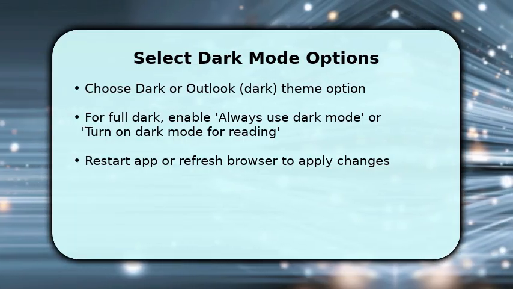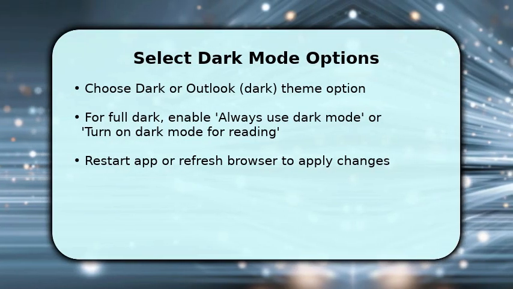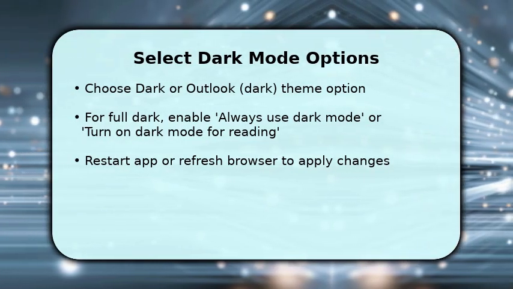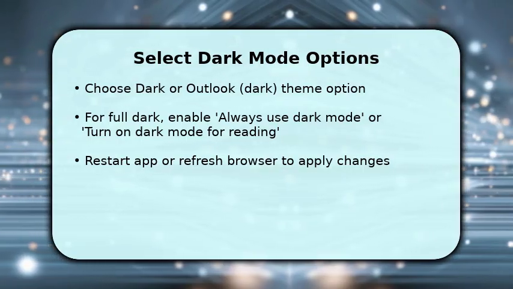Once selected, apply or save and restart Outlook or refresh the browser to complete the transition. If some message areas remain light, those are controlled by separate reading pane settings, covered next.